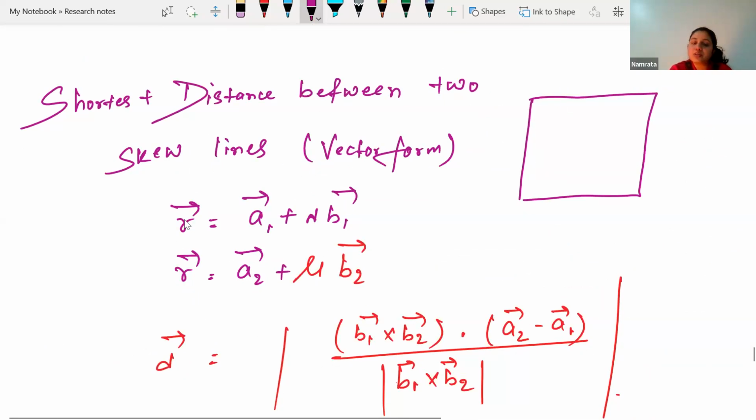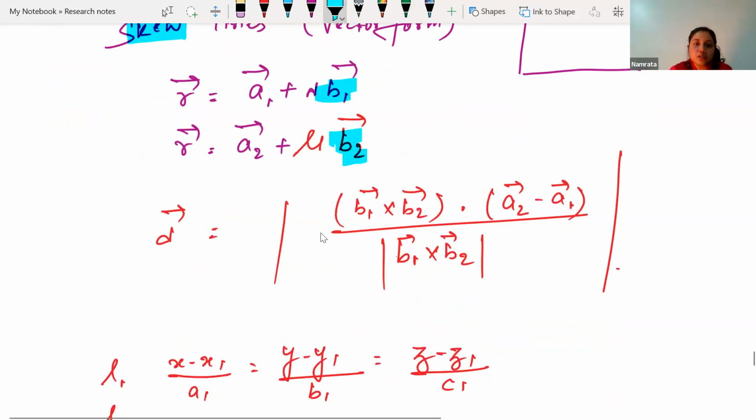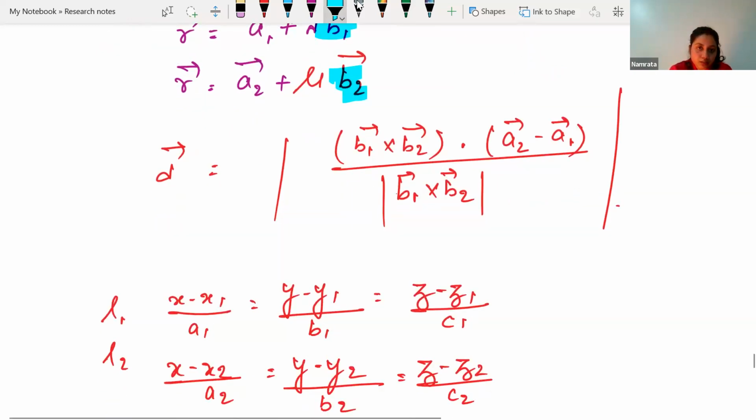Whenever the vector equation is given as r = a1 + lambda b1, r = a2 + lambda b2, be careful: whenever we are talking about skew lines, here b1 and b2 will be given. Only then will we go for parallel lines also. What is the difference between skew lines and parallel lines? I'll show you just after a while. So here the formula for shortest distance is D = |(B1 cross B2) dot (A2 minus A1)| over the magnitude of B1 cross B2, whatever we have found. Let's write the formula.